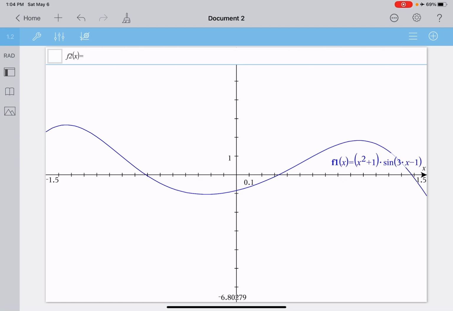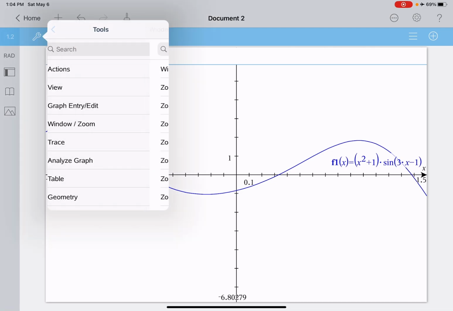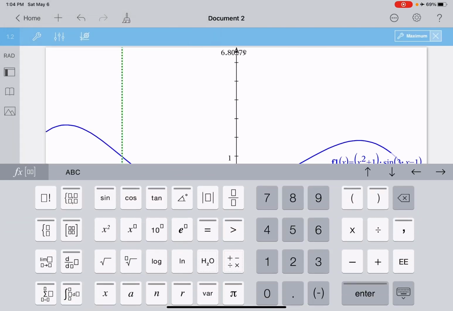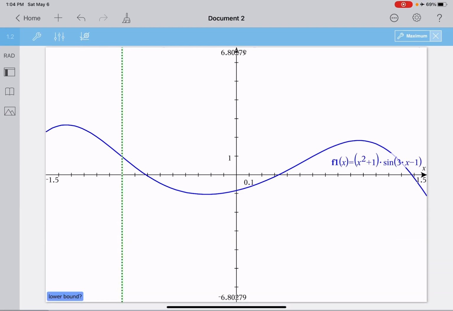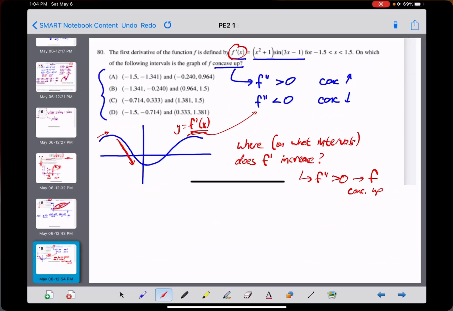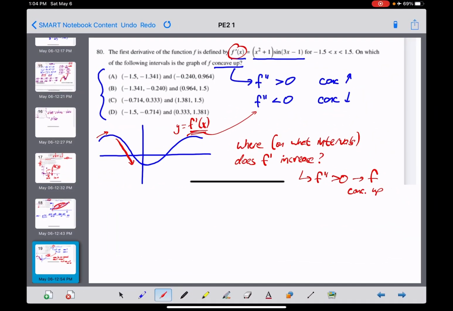It looks like it increases at the beginning of this interval from negative 1.5 until an x value that's relatively close there. Now, I don't want to guess, although I think I know my answer already. So I would go to Analyze Graph, and I would try to find a maximum on this curve right here with a lower bound somewhere like that, and an upper bound to the right. So it looks like it's increasing from negative 1.5 to negative 1.341. So I already feel like negative 1.5, yep, that's this interval right here. And if I was really pressed for time, I think I know my answer already.